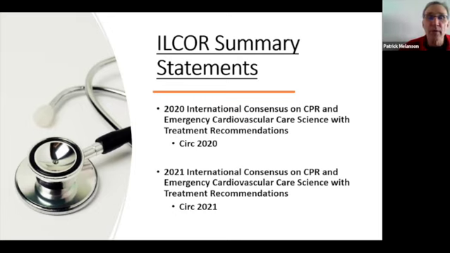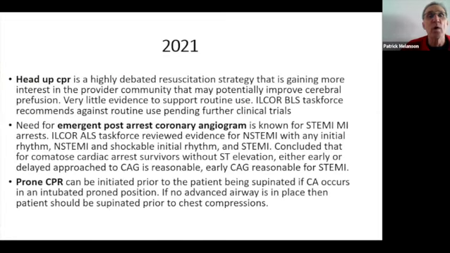So now I'm just going to pick a few topics from the 2020 and 2021 updates. The 2021 updates heavily emphasized neonates and pediatrics, and a lot on drowning and special circumstances like that. There really wasn't that much new for standard CPR. So that's partly why 2020 as well.